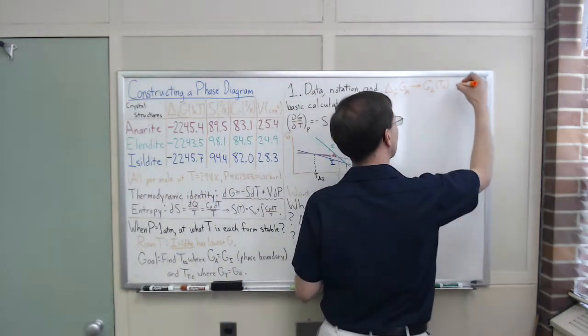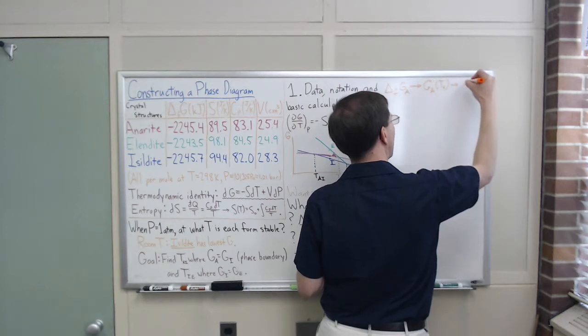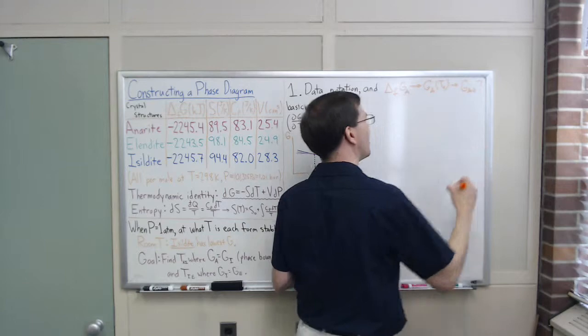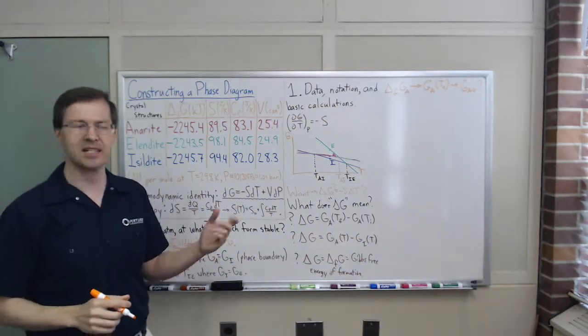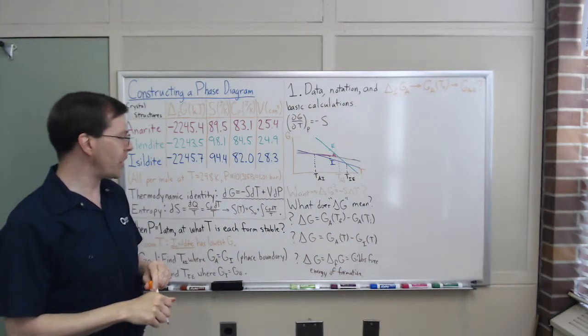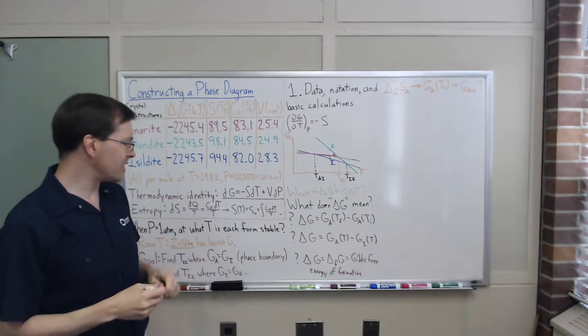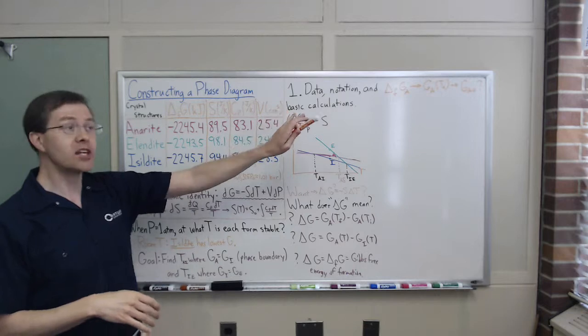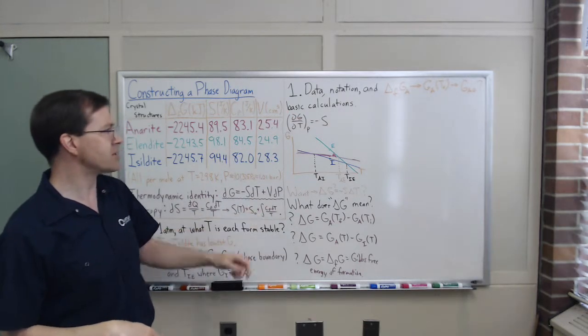I might sometimes write it as G anorite naught or something. I'll see if I ever fall into that. Sometimes that's tempting for me. But that's one thing I'm going to do. Another thing that's going to get rid of this delta G of formation thing: I'll just write that as my initial value of a given substance.